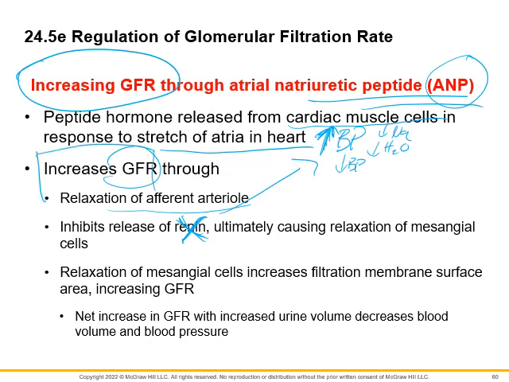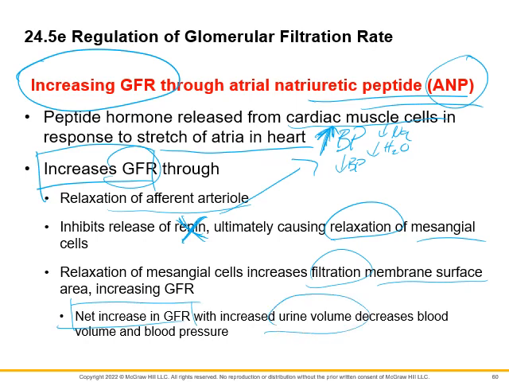But we're really focused right now on glomerular filtration rate. So if your blood pressure is too high, we're going to inhibit renin. We're going to have the relaxation of those mesangial cells. We're going to increase the filtration membrane surface, and we're going to increase the glomerular filtration rate. That's going to increase urine volume and decrease that blood volume and blood pressure.